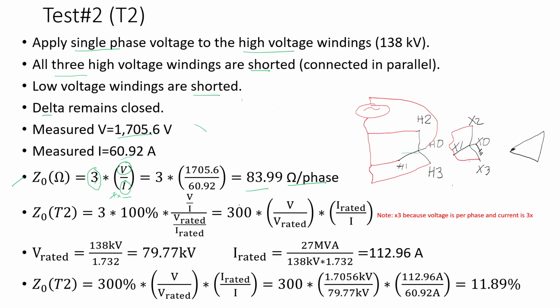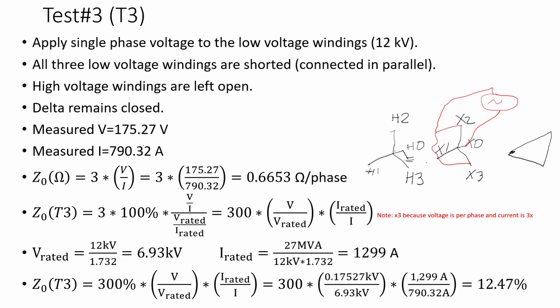So again, here's the formula. I'm just repeating the formula. And since I'm still applying voltage to the high side, I'm going to calculate the phase to neutral voltage of the high side, which I already did. The current is still the same since I'm applying voltage to the high side. So the zero sequence obtained from test 2, basically the same formula, is just plugging in the correct numbers. So I get 11.89%.